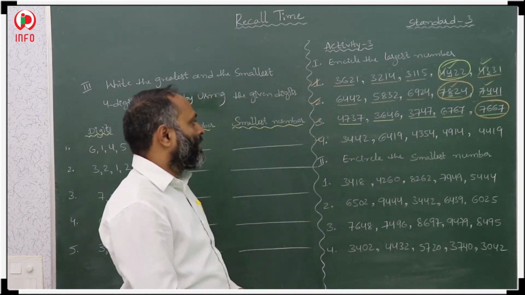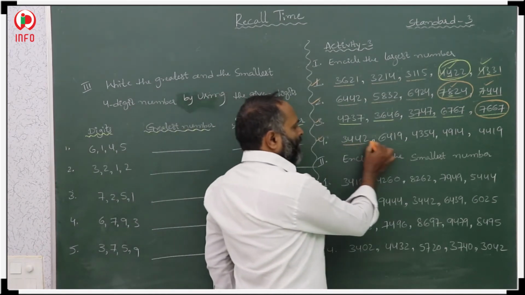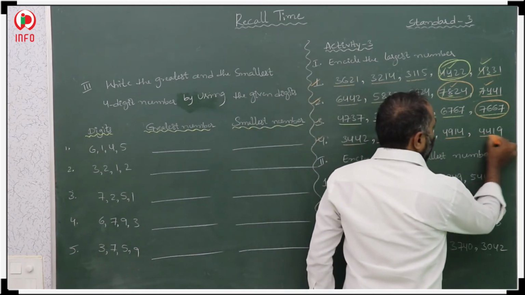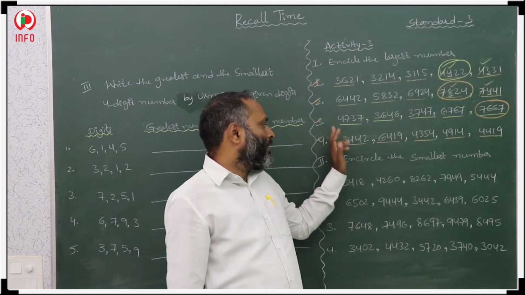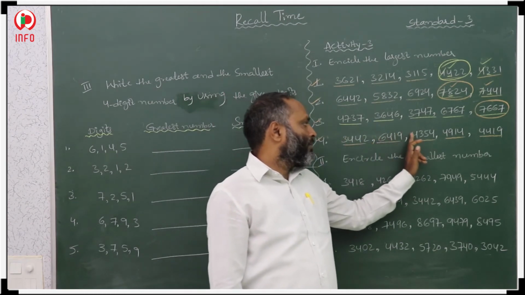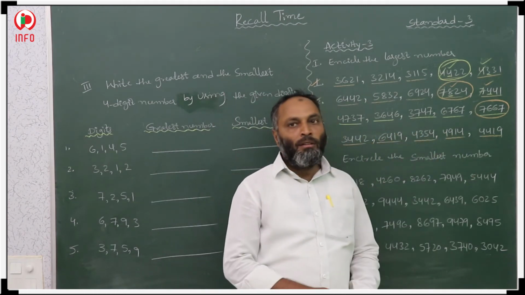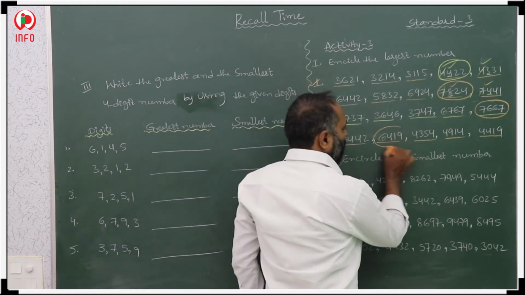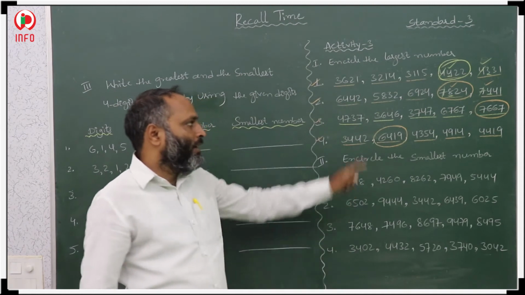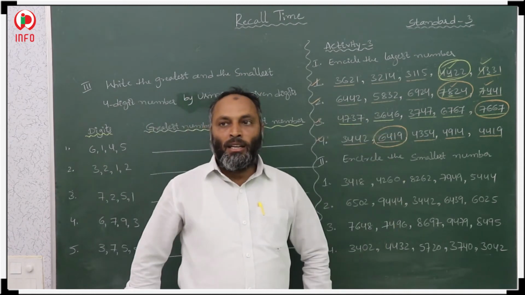Then next, in the fourth question, 1, 2, 3, 4, 5. Five numerals again. Tally from left to right. 3, 6, 4, 4, 4. 6 is larger, so circle that one. So like this we have to circle the largest number.